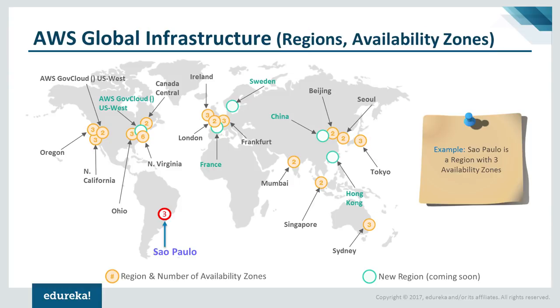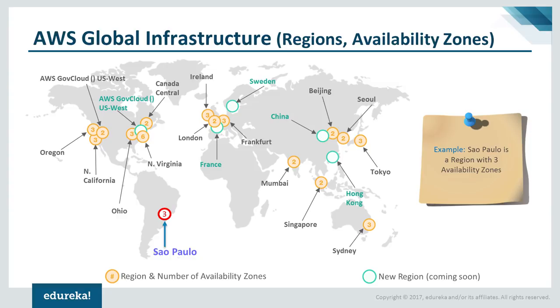Now, this is how the architecture looks, or this is the reach when you talk about AWS. You can see their centers almost everywhere. You talk about Oregon, California, Virginia, Sao Paulo. Sao Paulo, for example, has three availability zones, which is indicated by the number in the circle. Again, if you go to Mumbai, as I've already mentioned, it has two availability zones. So this is how the global infrastructure of AWS looks.